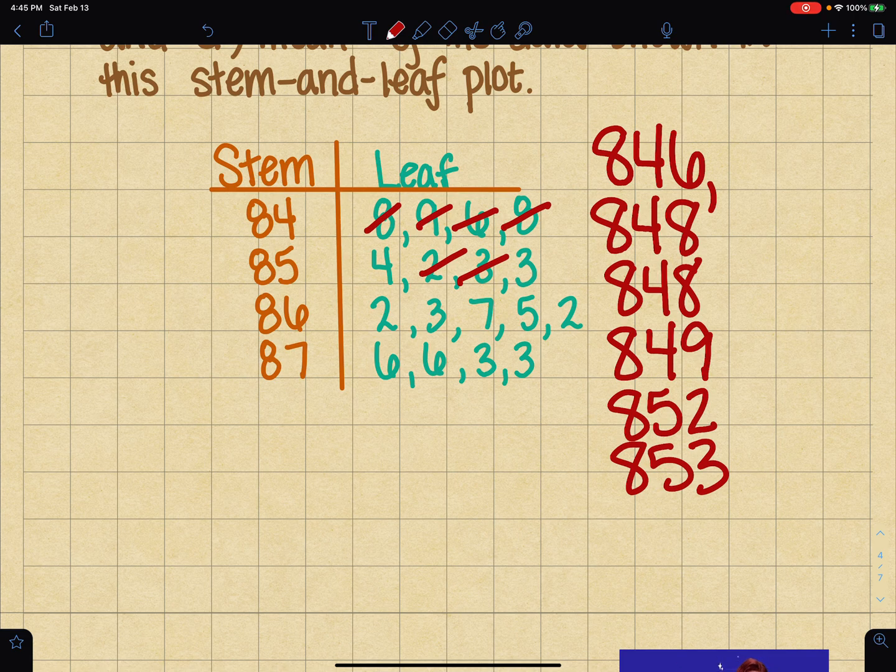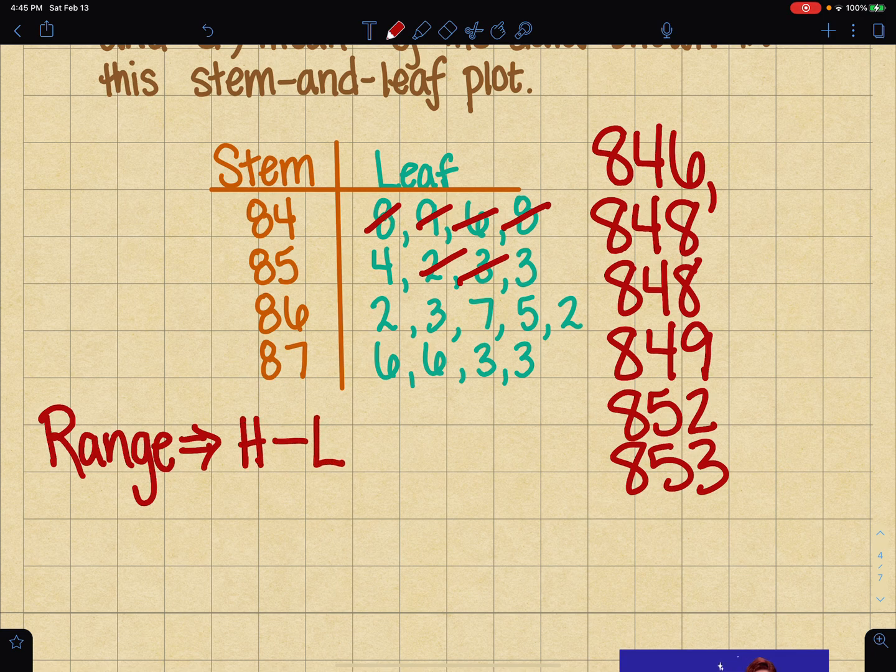Okay, once you get it in order, you get the range. The range is high minus low. The scores range from 846, that's the lowest, all the way up to 876, that's the highest. So it's 876 minus 846, which is 30.